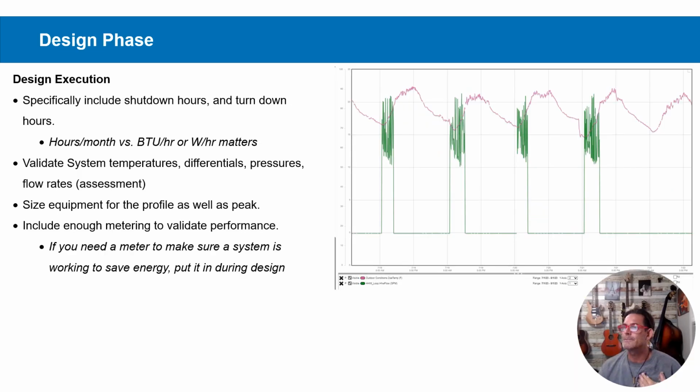during design, during scoping. Within the design phase, there are a lot of things that we actually need to check. Specifically, operating hours is a huge one. Hours per month is much more important than BTU per hour or watts per hour. If you're running a boiler system 24/7, you can have the most efficient boiler system on the planet, but that's going to use a lot more energy than if you're running your boiler system 330 hours a month, right? And so we also need to validate temperatures and pressures and flow rates and size of the equipment for all of the ranges that it's actually going to see during operation.